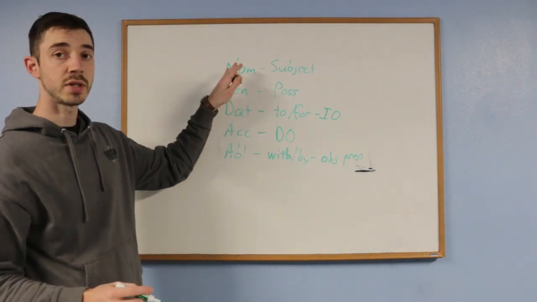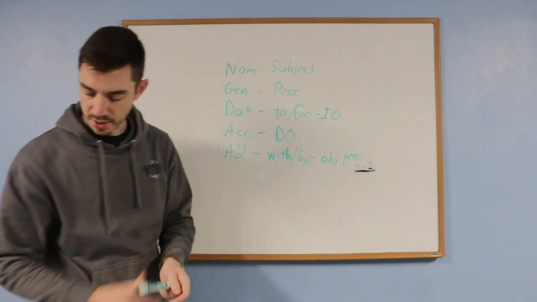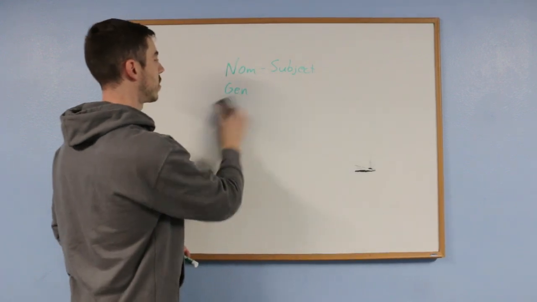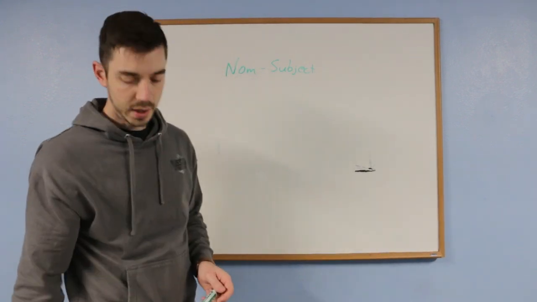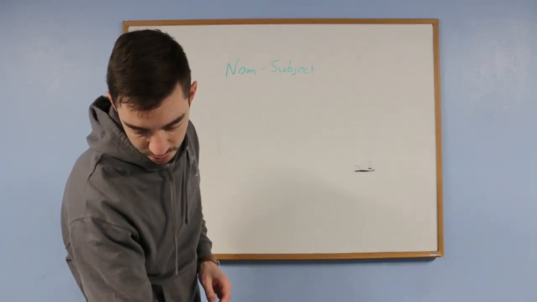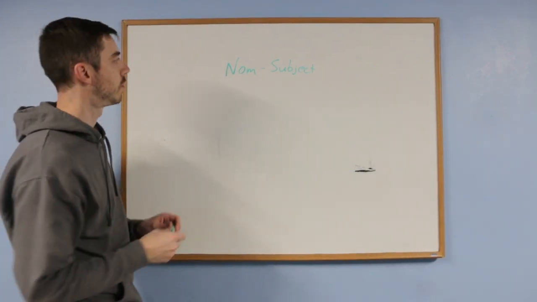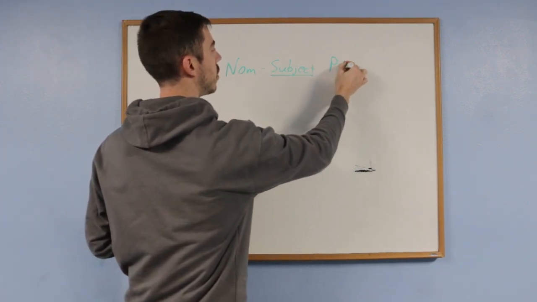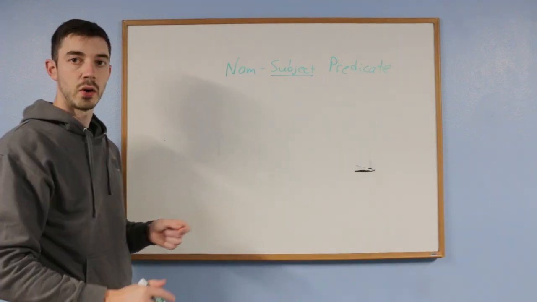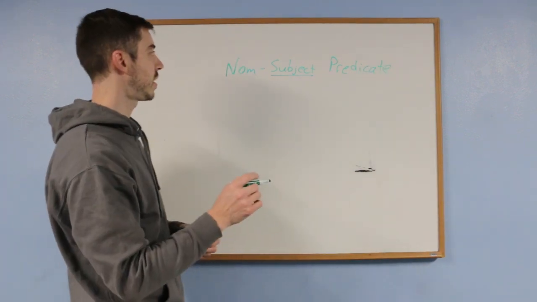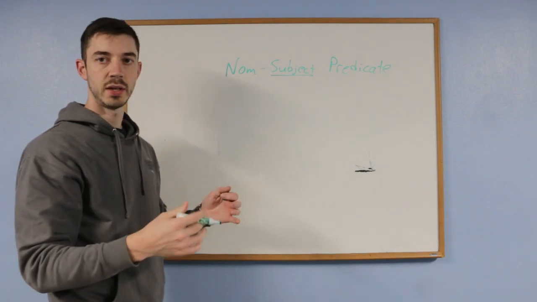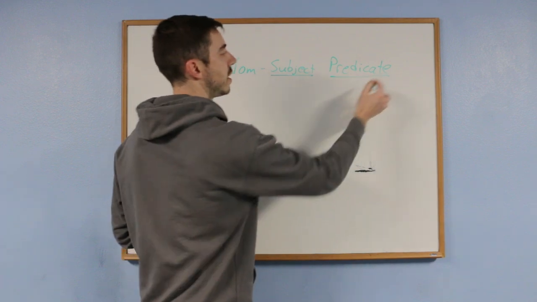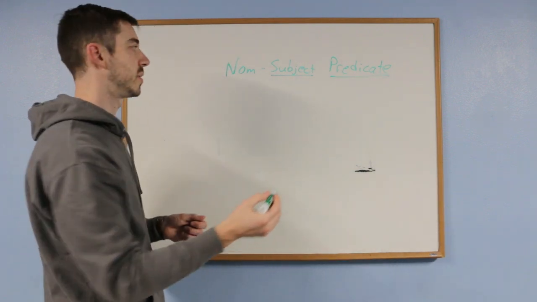All right, today we're going to talk about the nominative case, so that's the subject of the sentence. And then we're going to talk about something called the predicate. So just want to take a look at what your book says here. The nominative case can be the subject or the predicate. Okay, so what are a subject and a predicate? Remember, the subject is the word in the sentence that's doing the action. And a predicate is a word that describes the subject.